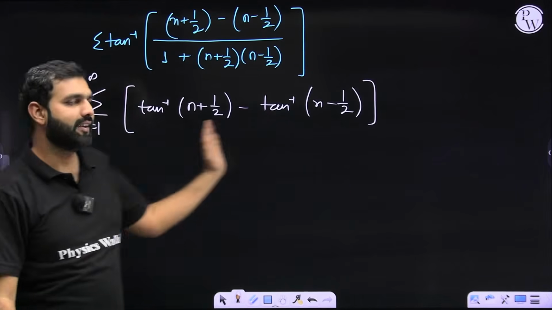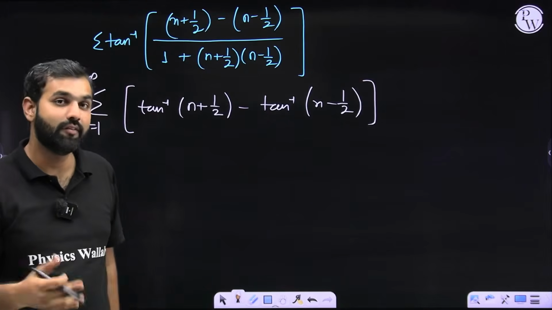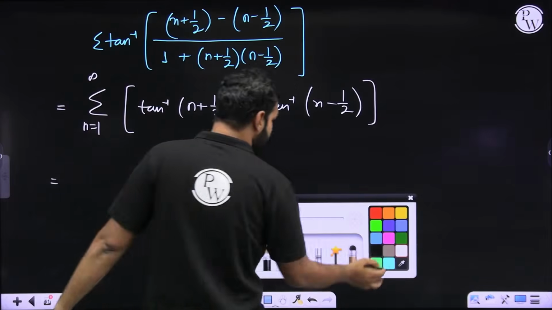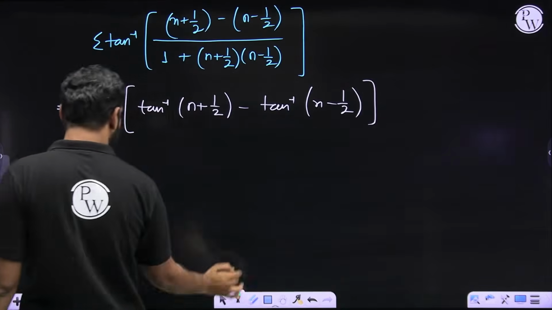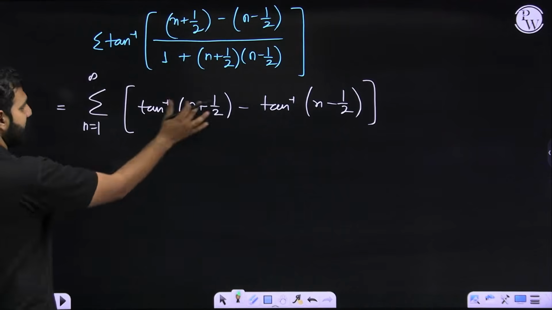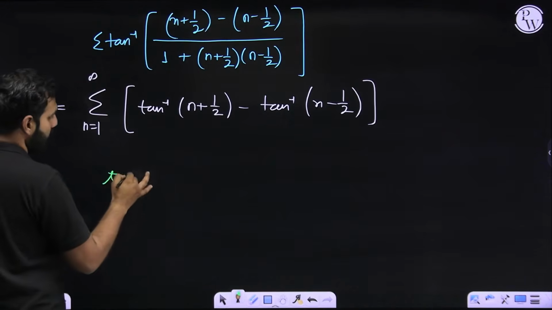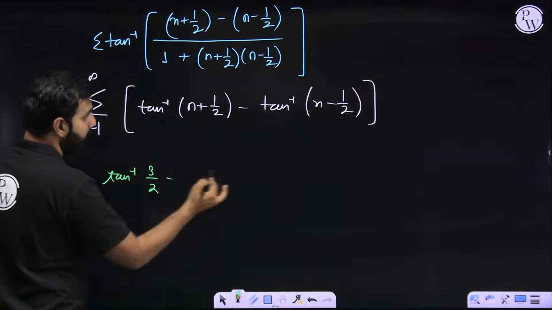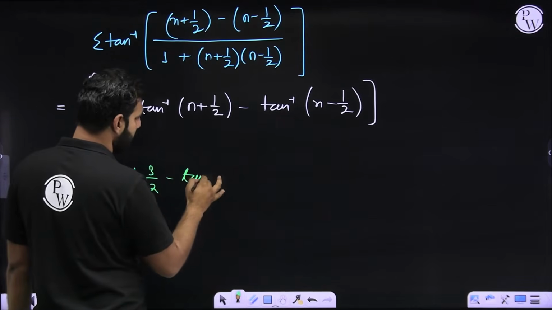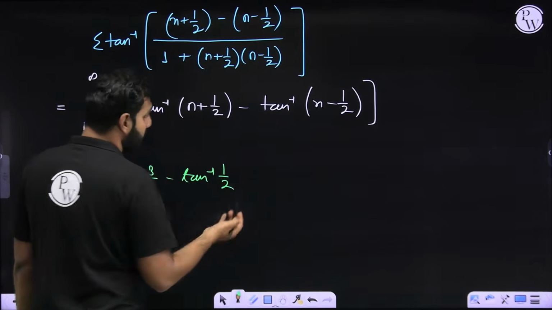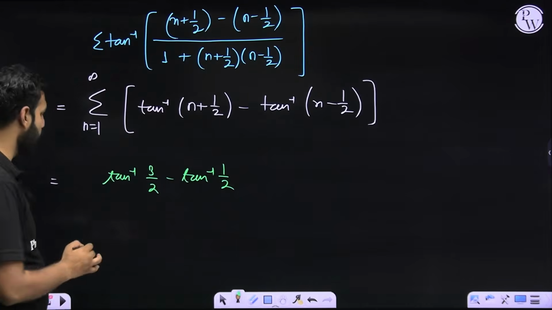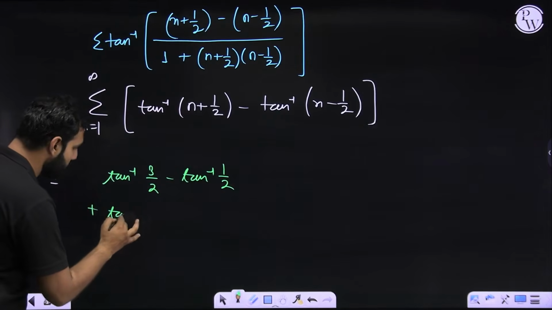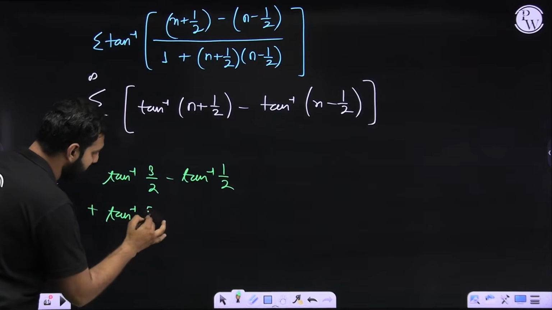Now start putting different values of n. Now you'll start seeing the VN method getting applied. How? Have a look at that. See, I'll put the value of n as 1. So when n is 1, it is tan inverse of 1 plus 1 by 2, which is clearly nothing but 3 by 2. When I put 1 here, it is tan inverse of 1 minus 1 by 2, which is tan inverse 1 by 2. Plus, when I replace n by 2, it is plus tan inverse of 2 plus 1 by 2, which is clearly 5 by 2.